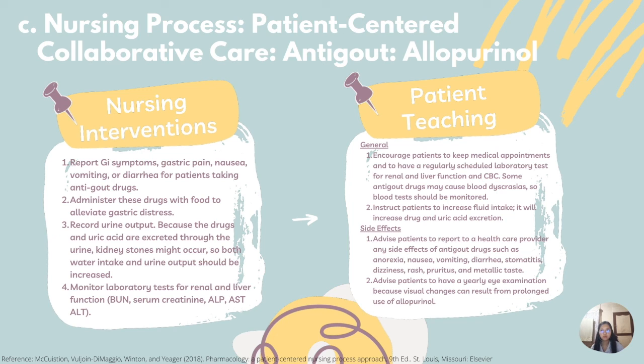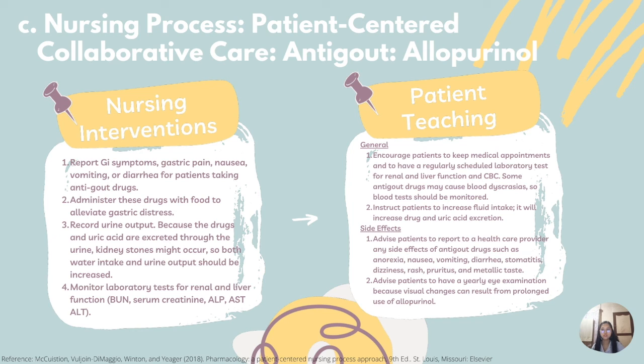Next, we're going to record the urine output because the drugs and uric acid are excreted through the urine. Kidney stones might occur, so both water intake and urine output should be increased. Next, we're going to monitor laboratory tests for renal and liver function, and watch out for the blood urea nitrogen, serum creatinine, ALP, AST, and ALT.